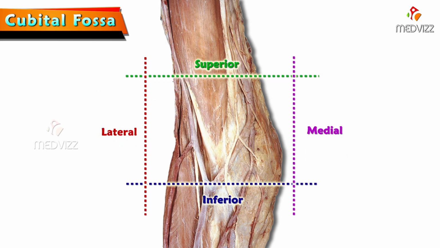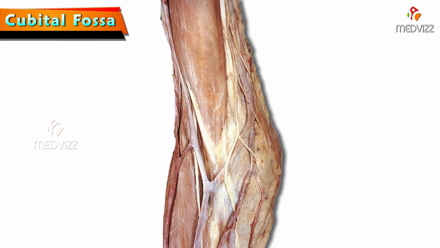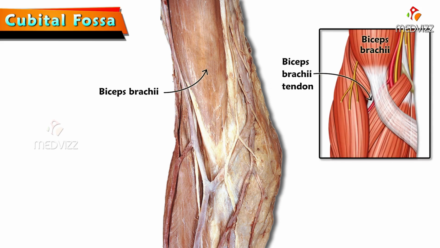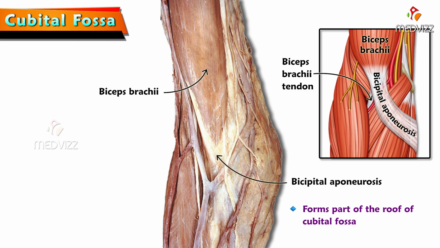And now look at this biceps brachii, and as we know it continues to form tendon of biceps. Here in this image we cannot see clearly as the tendon of biceps is the content of cubital fossa where we are seeing the roof now. So we can appreciate bicipital aponeurosis. So bicipital aponeurosis forms the roof. The other name for bicipital aponeurosis is lacertus fibrosus, which forms the part of roof of cubital fossa.